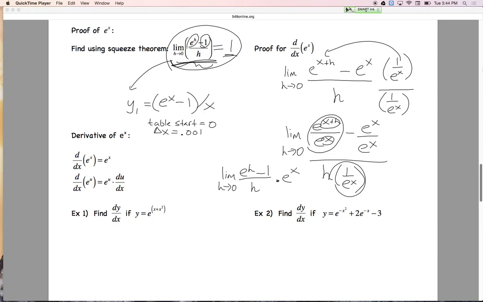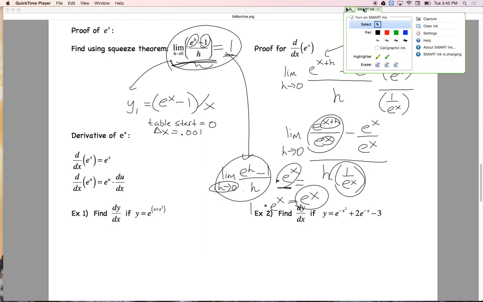The limit of this right here will approach 1 by the squeeze theorem, and then you end up with 1 times e to the x, because as h approaches 0 there's no h to plug into here, so we treat x like a constant. E is a constant, and we treat x like a constant, so we get 1 times e to the x. So there's the derivative. That is the proof for e to the x. The derivative of e to the x is e to the x, so there you go.